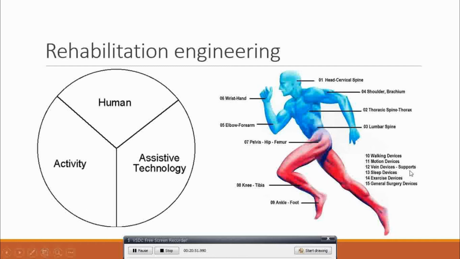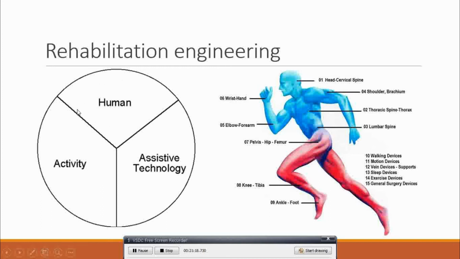So contoh apa, dia kata walking devices, motion devices, vein devices support, kan, sleep devices, exercise devices, general surgery devices. Ini semua yang termasuk dalam kategori rehabilitation. Okay, so human, kita fokus pada human.